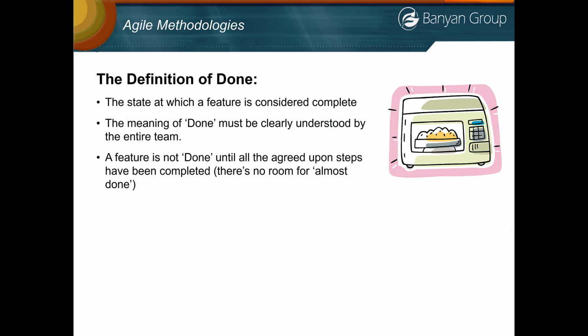Now, before we go to the last meeting, let's talk about the definition of done. Now, this is an important term, and it's something a product owner, and frankly all the team members, need to understand during the review meeting and frankly throughout the project. The definition of done is the state at which a feature is considered complete. It can have multiple steps involved, but done must be clearly understood by the entire team. A feature is not done until all the agreed upon steps have been completed. And there's no room for almost done.